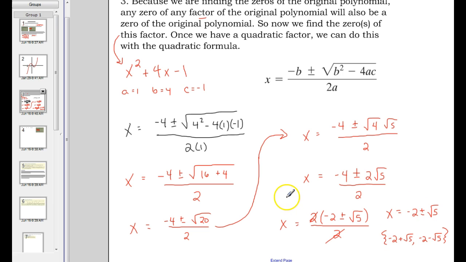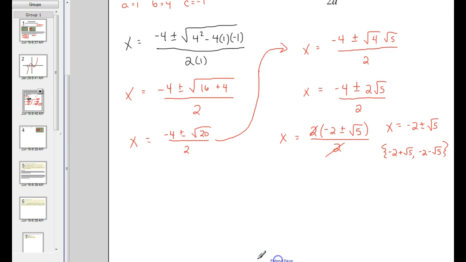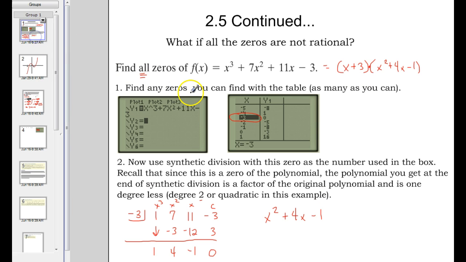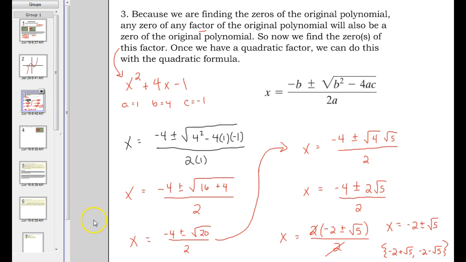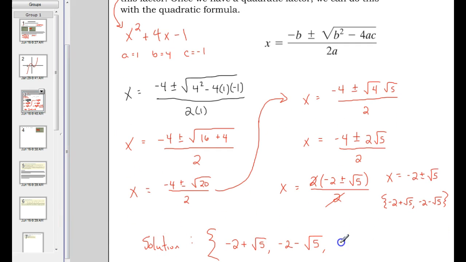So what is our solution to this thing? Well, what we just came up with was a solution. So negative 2 plus the square root of 5, negative 2 minus the square root of 5. But this was degree 3, so don't forget to go back and pick up the original. Negative 3 was what got the ball rolling. That made the y 0. So negative 3 is also a solution to this equation.